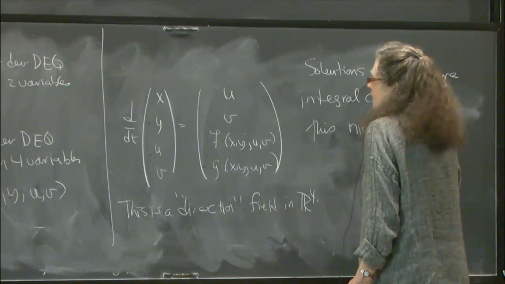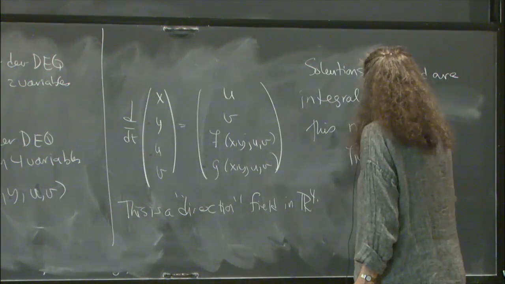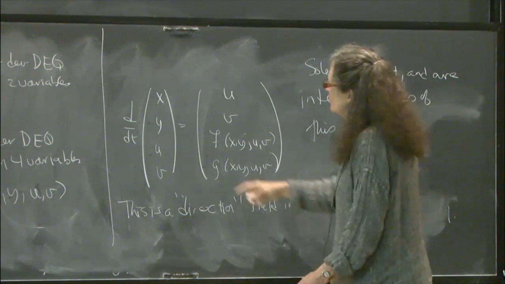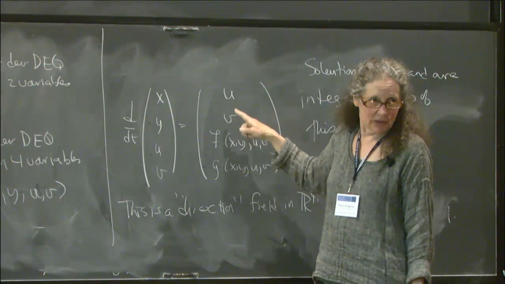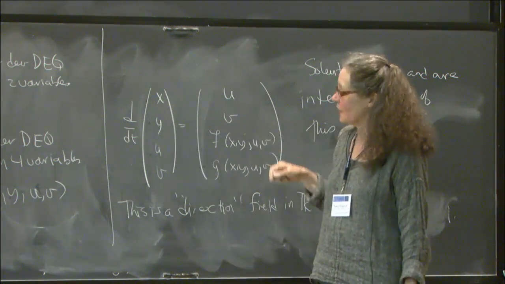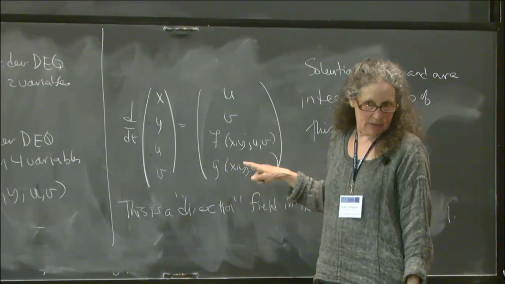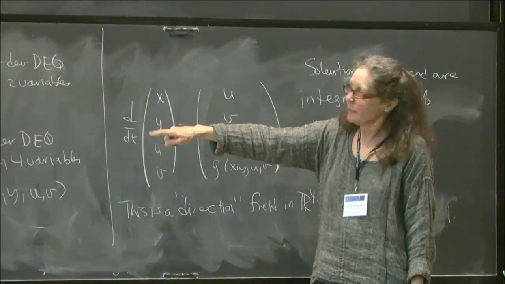Everything is smooth. This part of the equation just says that if this is the position, then this is the velocity. The derivative of the position is the velocity, and then the derivative of the velocity is the acceleration. And we wrote down an expression for the acceleration.